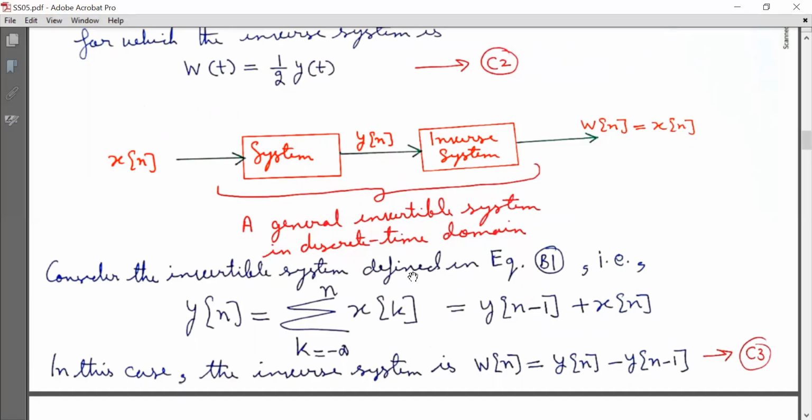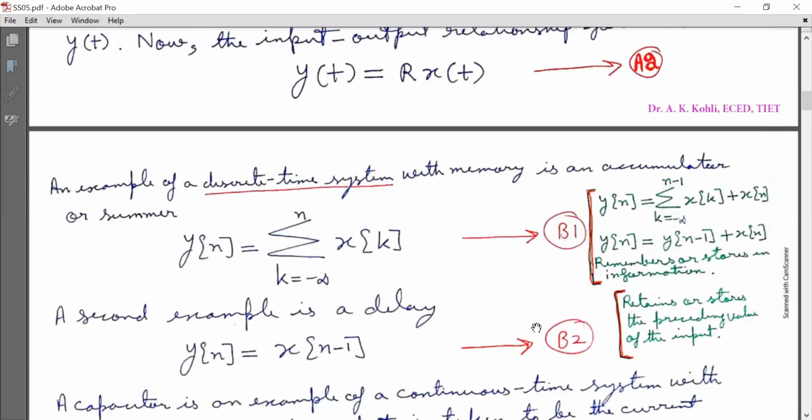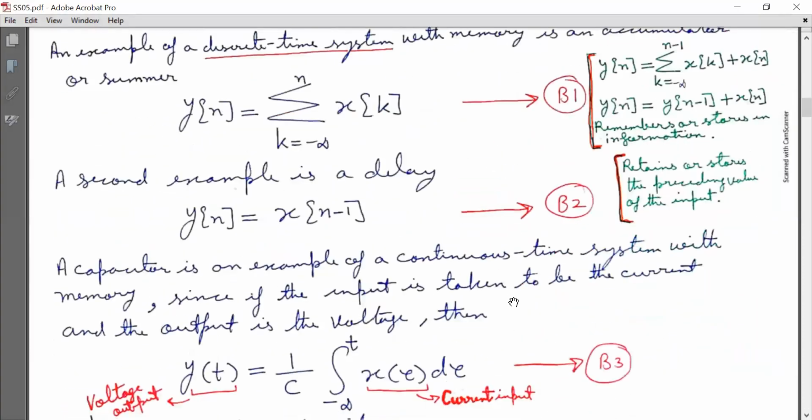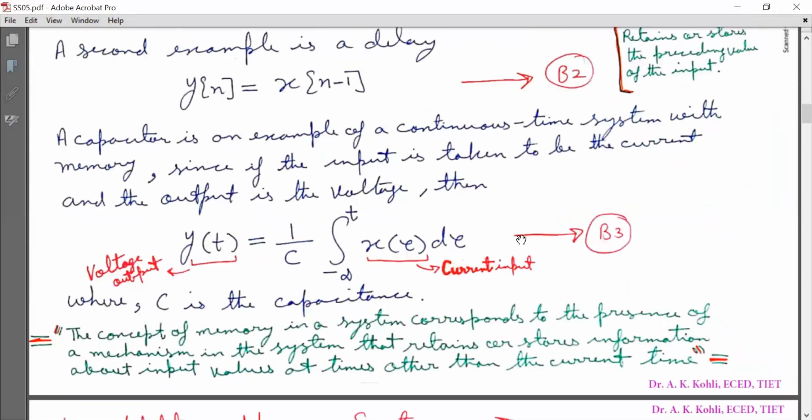Consider the invertible system defined in equation B1. I think that is the accumulator. So this is the accumulator, and the corresponding equation is y[n] = y[n-1] + x[n].